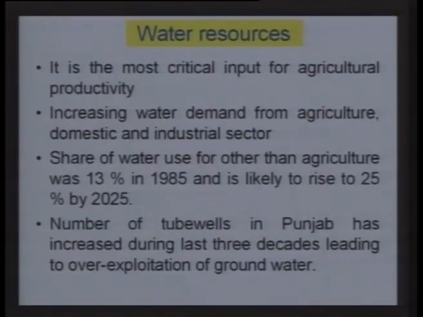We also find that the number of tube wells in Punjab and other parts of the country has increased during the last three to 4 decades, leading to overexploitation of groundwater. So the overexploitation of groundwater is another cause of concern, because that is leading to a reduction in the groundwater table, which has a bearing on the availability of water in future.